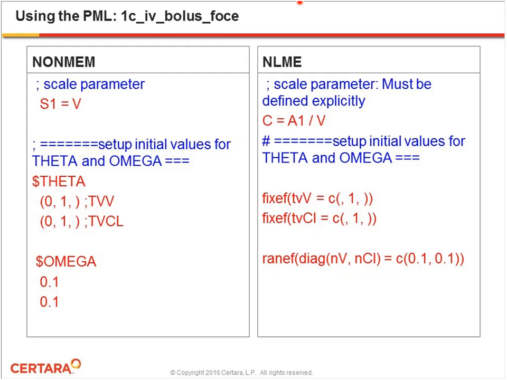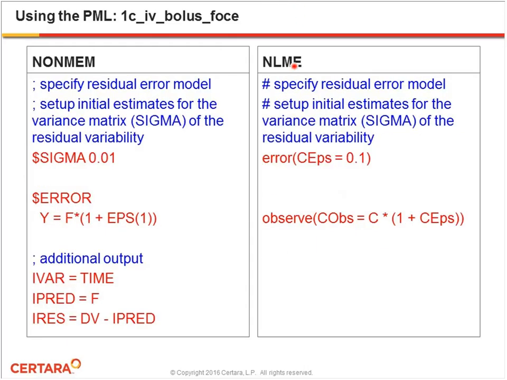Oops. The next one. This is the final part of the code, and here the residual error model is specified. In NONMEM, the initial estimate for residual variability is expressed as variance, or sigma squared, with a value of 0.01. The corresponding PML code would be the error statement, where we specify CEps equals 0.1. Here the variability is not expressed as variance, but as standard deviation, so that's why you see the difference in the value.